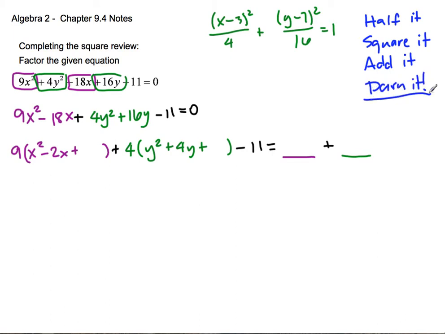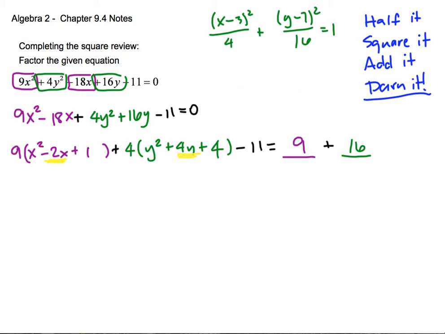Okay. So when you're looking at this purple guy, what's the half term is this middle piece right here. That's the half part. So half of negative 2 squared is 1. Okay. And then the add part comes right here. This is 9 times 1. Okay. There's your half it, square it, add it, darn it. And then on the other side, my half of 4 is 2, squared is 4. So now that's going to be 4 times 4, that's 16. So half it, square it, add it, darn it.